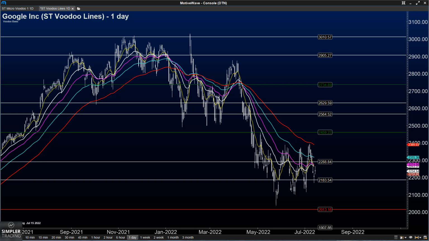This is David, and this evening let's take a look at Google. Starting next week, this is going to trade split adjusted. Now, for those of you who use it with the Voodoo Lines, a new version updated with levels that will reflect the 20-for-1 stock split is coming out.